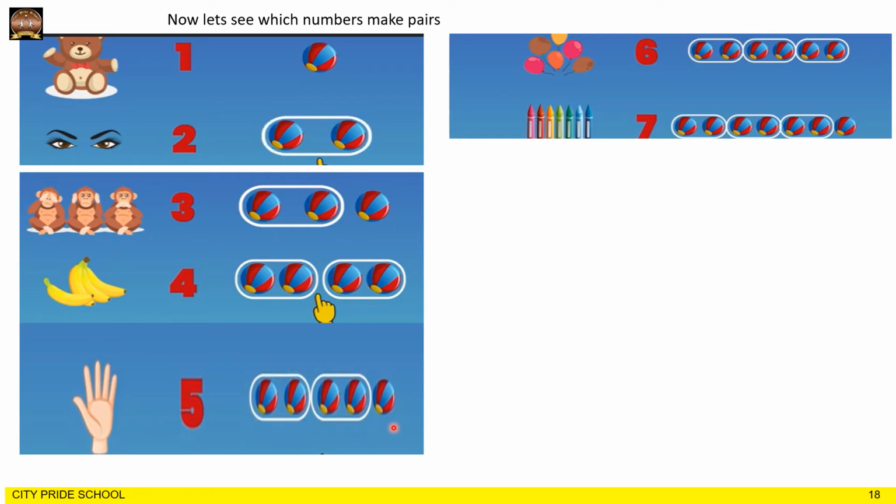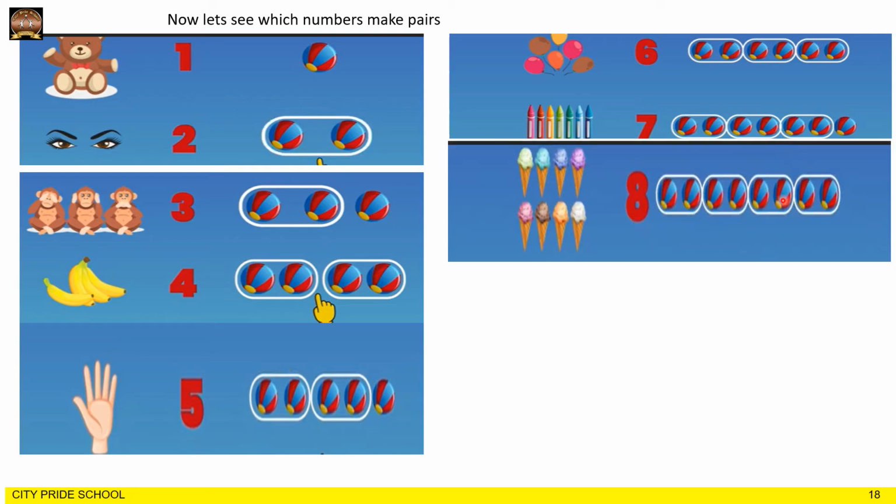Number 6, yes, they all are paired, right? So there are 2 balls here plus 2 here plus 2 here. So the 6 balls are equally paired. Okay, let's see number 7. Oh, in number 7 also we get only 3 pairs and one ball is left. So these balls are not equally paired. So number 7 is not equally paired.